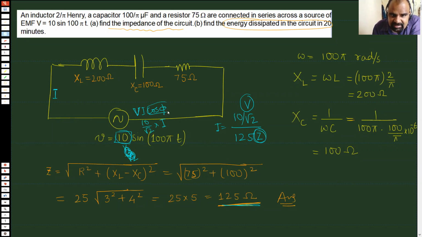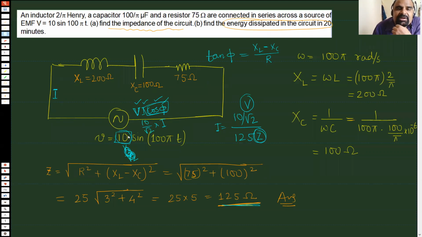And then for cos phi, phi is the phase angle. For that, if you want to use a formula, you can say tan phi is (XL minus XC) by R. Now XL is 200, XC is 100, and R is 75. So that way you will get tan phi, but you are interested in cos phi. If you know tan phi, you can get cos phi also, and sin phi also. So from there you get cos phi. Put these values in V I cos phi. It will give you the power delivered by this AC source.